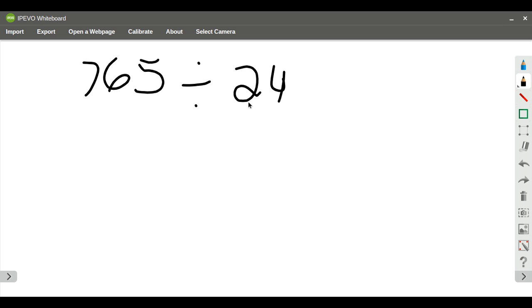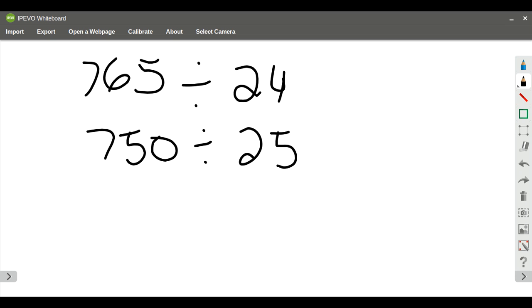So 24, I'm actually going to change this value. So again, when I change values, I change the divisor first and then worry about this. So I'm going to actually change this to 25 because 24 is very close to 25, and 25 is a math fact that I know pretty easily. And so when I do 25, I'm going to go ahead and take the 765 and I'm going to make it 750.